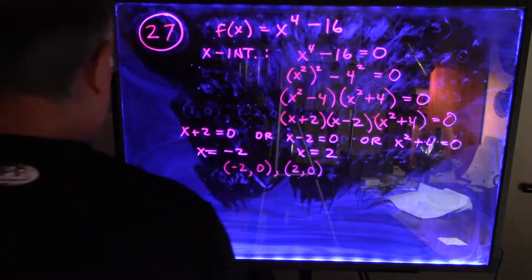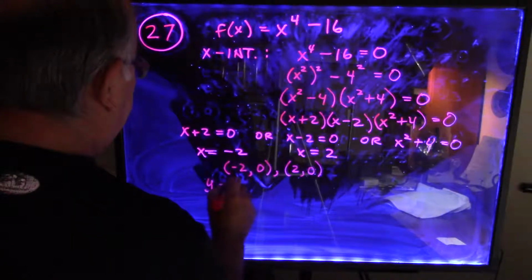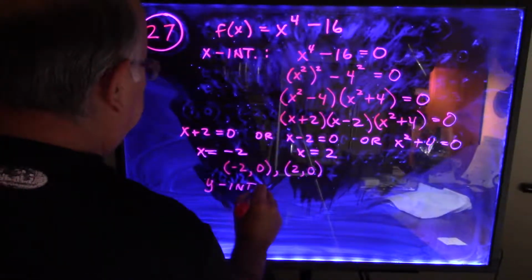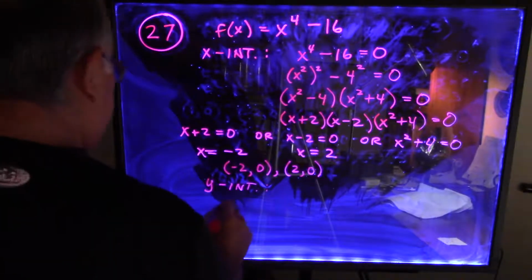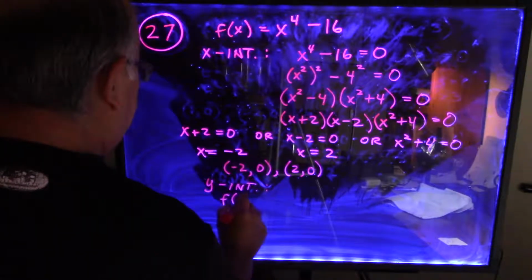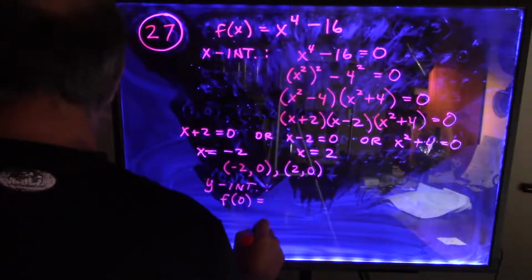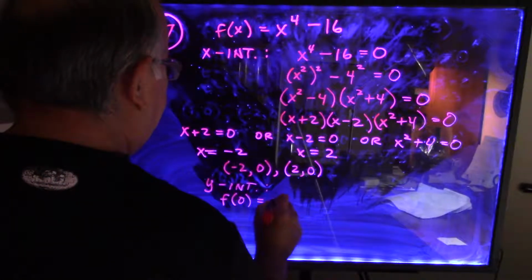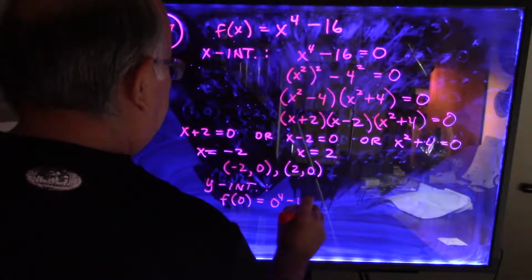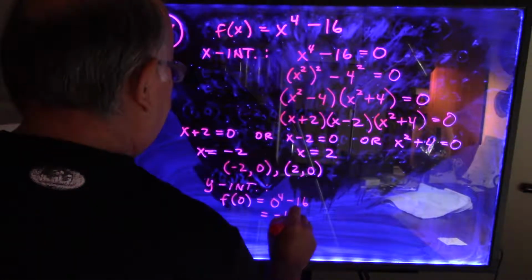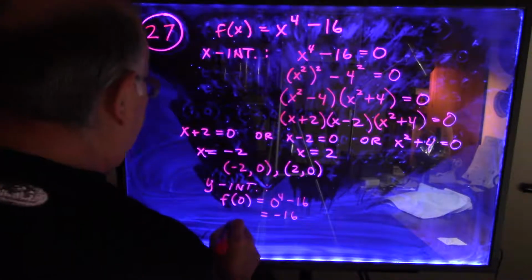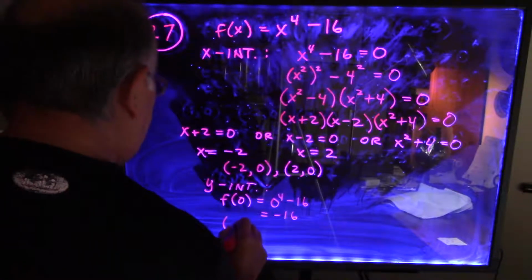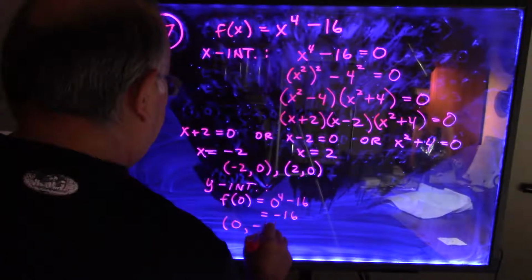Alright, so what about the y-intercept? Again, this is easy. Just let x equal 0. F of 0 is 0 to the fourth minus 16. And that's equal to minus 16. So we have the y-intercept, which is 0, negative 16.